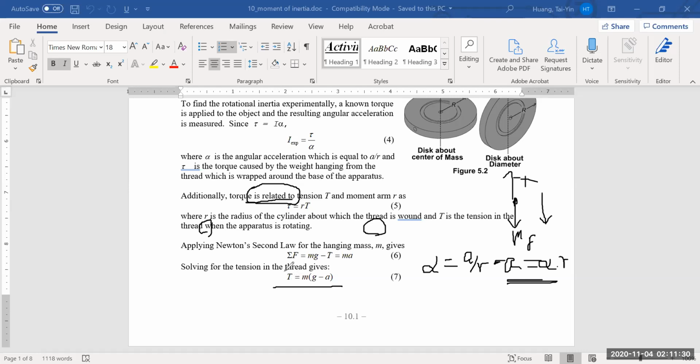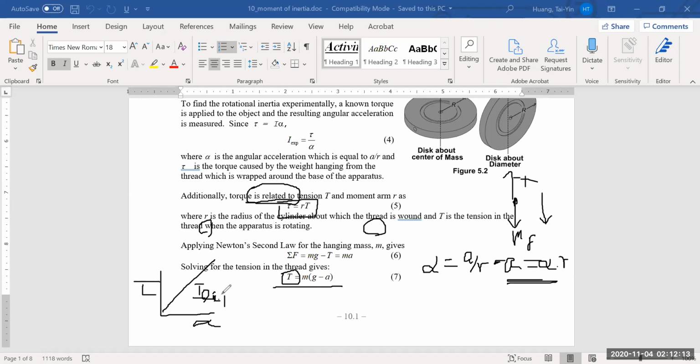Once you have your tension value, if you remember, we also introduced that torque is equal to r cross F. In this case, your r and F, which is T, are perpendicular to each other, so torque is r times T. And the r here again is the radius of the pulley. So you have the torque, which is r times T, where T is obtained by this and a is obtained by this. Once you have that, you have everything you need to plot torque versus alpha.